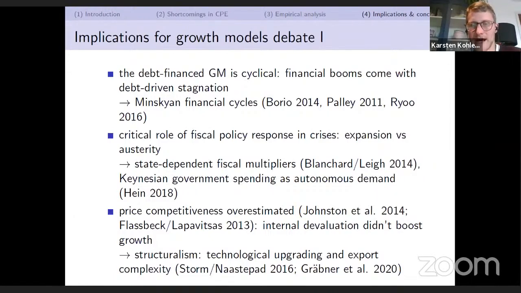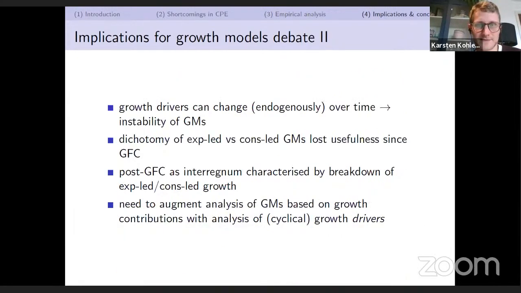And finally, we argue that some of the CPE literature has overstated the relevance of price competitiveness a little bit, which is evidenced by the fact that internal devaluation after the crisis didn't really boost growth. And possibly there's a greater role here for the structuralist literature that highlights technological upgrading and export complexity.